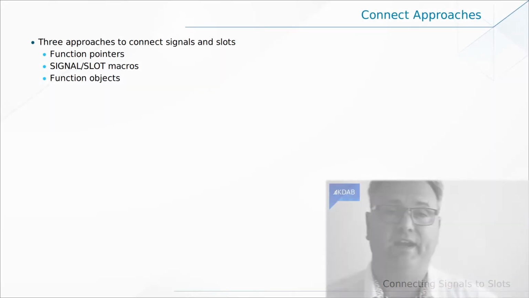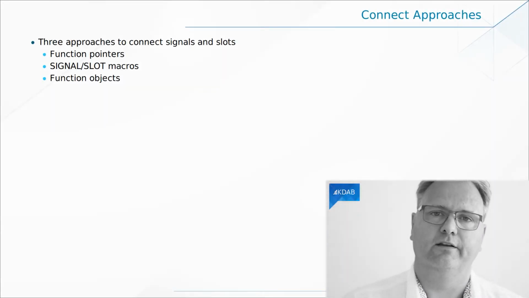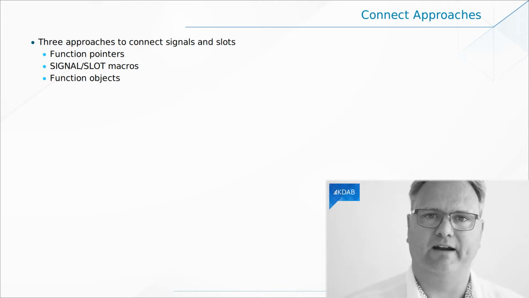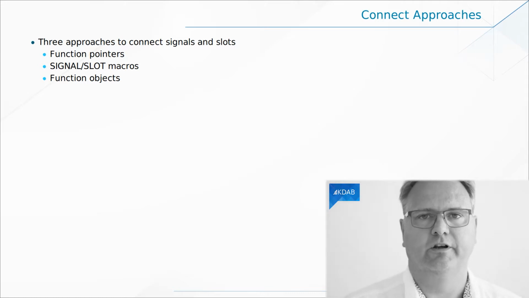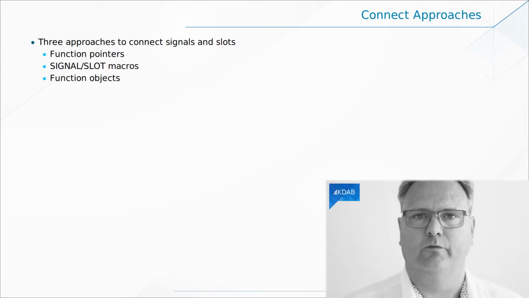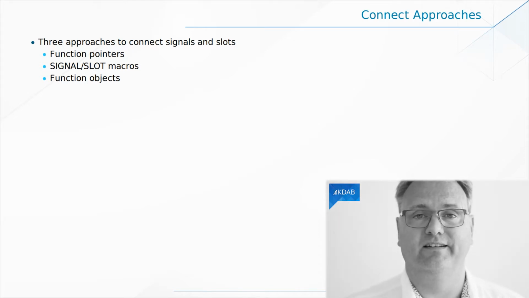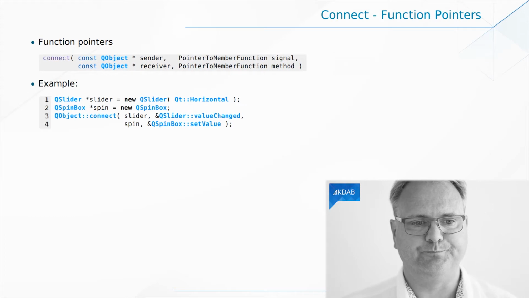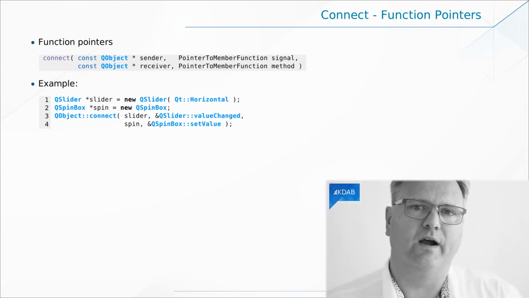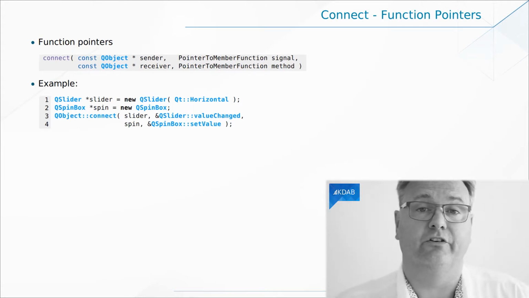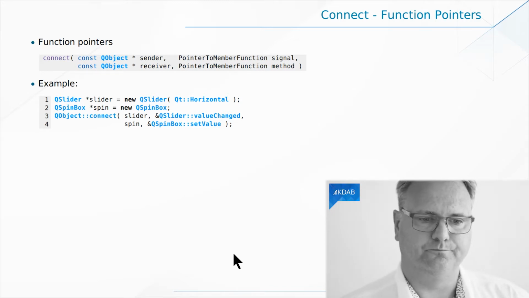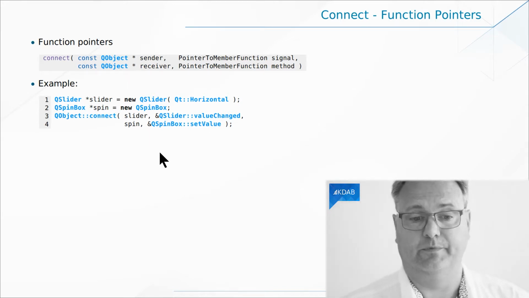We have three different ways to connect signals and slots in C++. Function pointers, signal slot macros, the pointer or the macro-based versions, and then we have the function objects, and the most noticeable version of that is called lambda expression. We're going to see the lambda expression in much more detail in the next video. But in this video, let's look at the two different ways that you can connect where we are not talking about lambda expression.